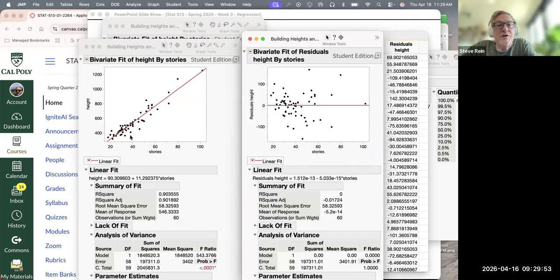Okay, any questions about the residual graph here? Okay, so we claim we should have equality of spread and we should have linearity. I don't see any lack of linearity here.